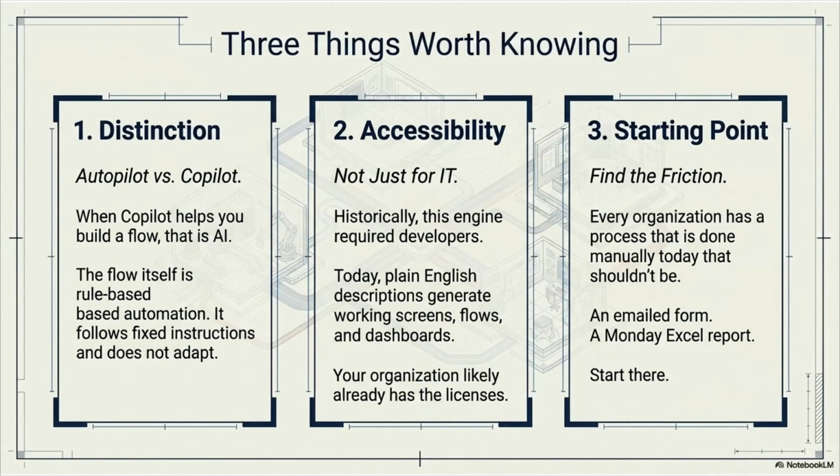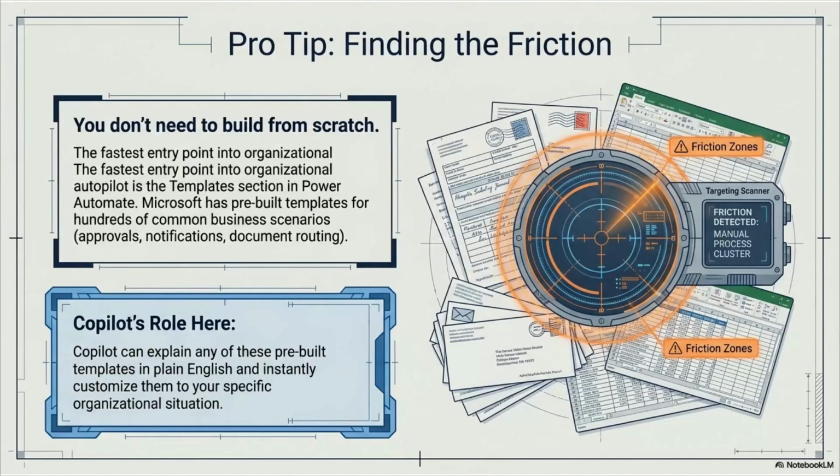And third, your starting point. Find the friction. Every organization has a process being done by hand today that shouldn't be. An emailed form, a Monday morning Excel report. Start there. One quick pro tip on finding that friction. You don't need to build anything from scratch. The fastest way into organizational autopilot is the templates section inside Power Automate. Microsoft has pre-built templates for hundreds of common business scenarios: approvals, notifications, document routing. And Copilot's role here is simple. It can explain any of those templates in plain English and instantly customize one to your exact situation.